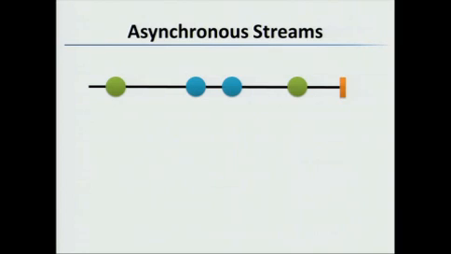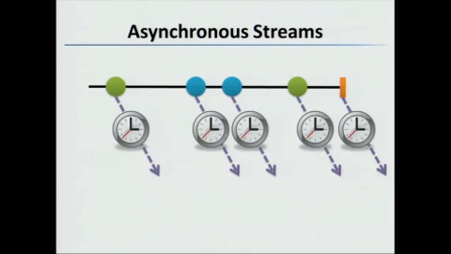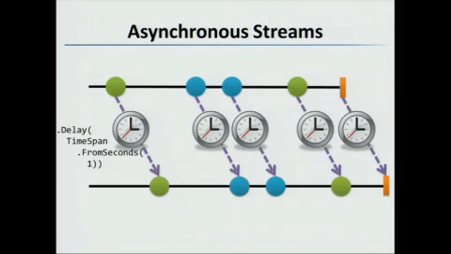Another part of the asynchronous data streams is the asynchronous part, and the asynchronous part brings in the notion of time. So again, we have a sequence here, the same thing, with some onNext messages, some green and some blue. But in this case, we don't care about the color of them. We care about the time. For example, we might want to shift all of the messages by 1 second. And so what we can do is use a delay operator.